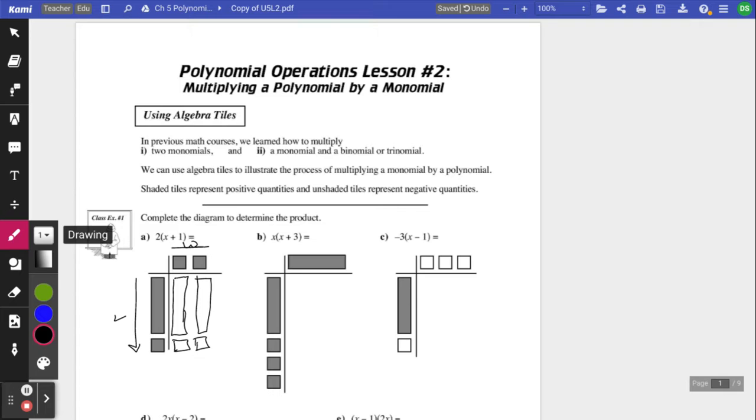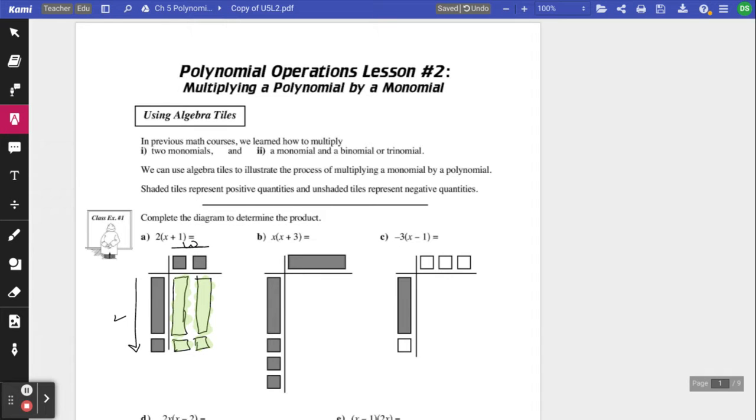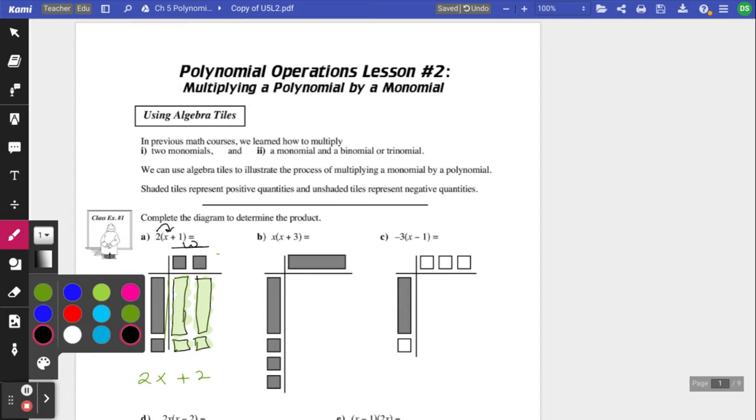Okay, and then a positive times a positive. We shade those in, right? Good. Okay, so what we end up saying is that we have 2 blocks on the top, multiplying x plus 1 down here. And when we do that, we end up with 2x blocks, that's those, and then plus 2 more. So you'll see that what we actually did, if we weren't using algebra tiles, is we took this 2 and multiplied it into that set of brackets. That's kind of what we're doing.